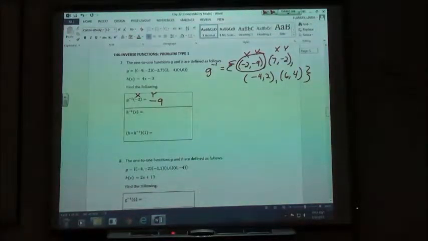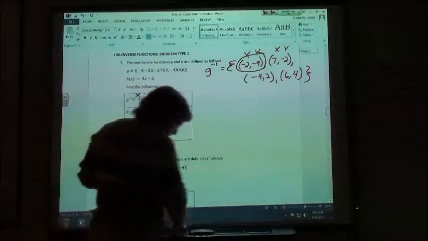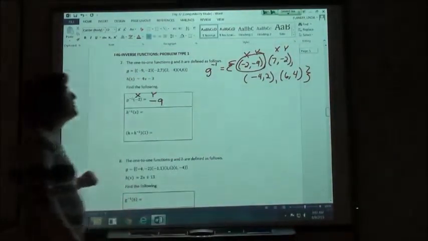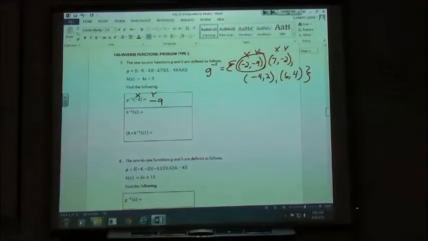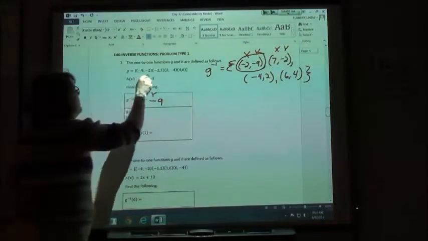So I'm looking for what's in front. Yep. Because the x is always in front when we give our ordered pairs.